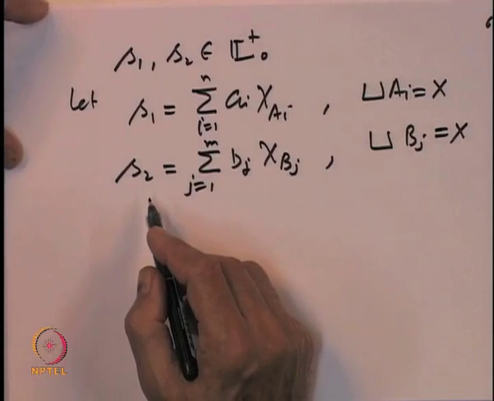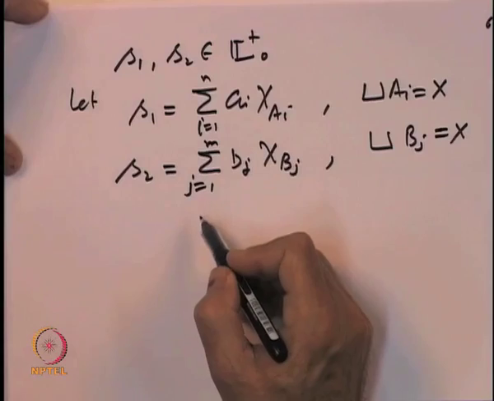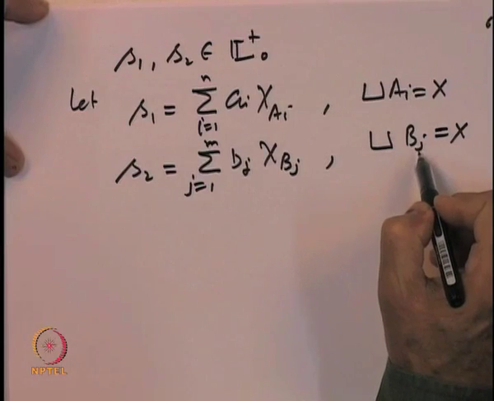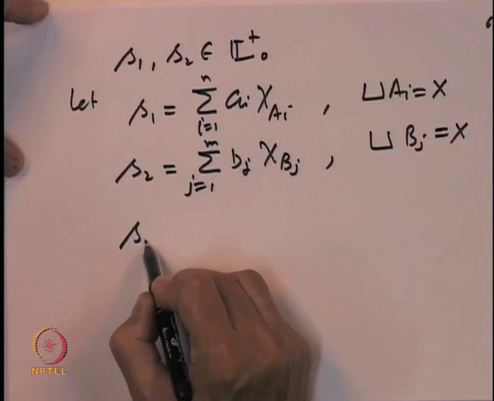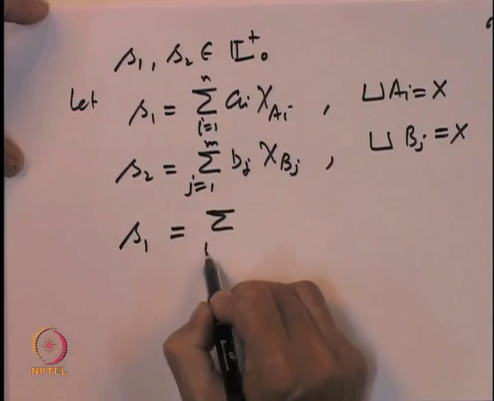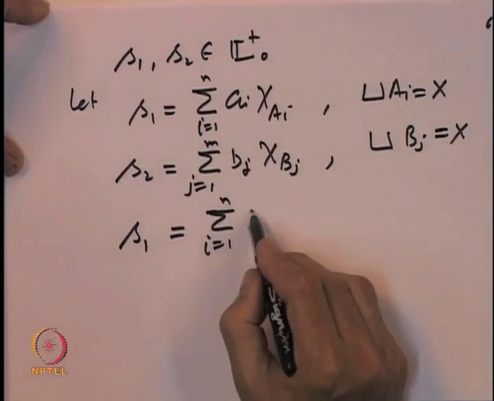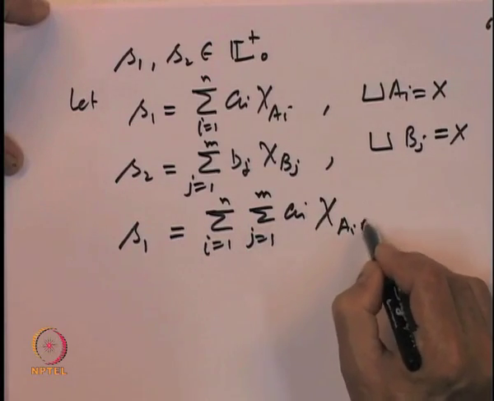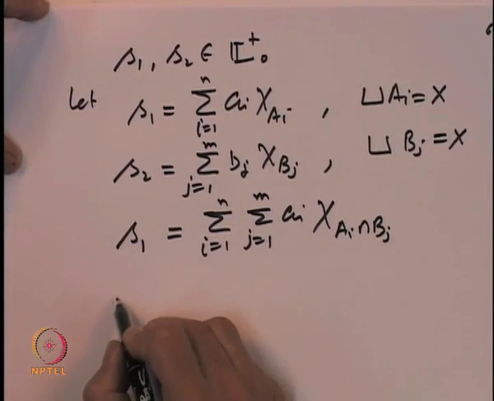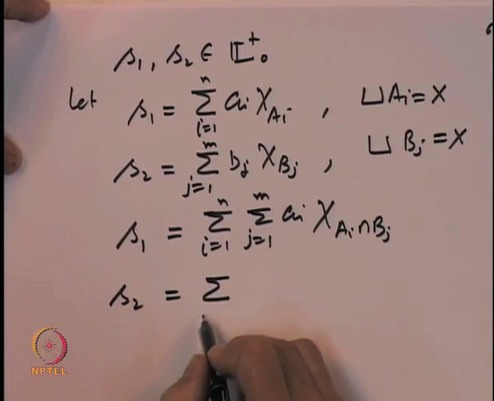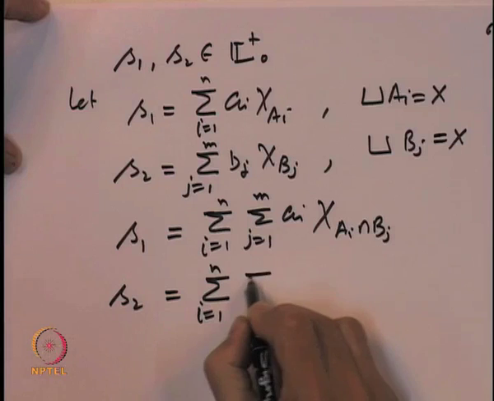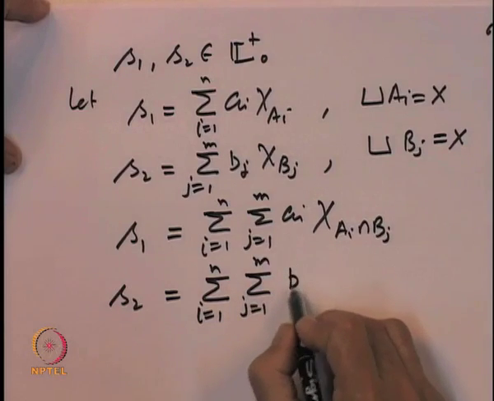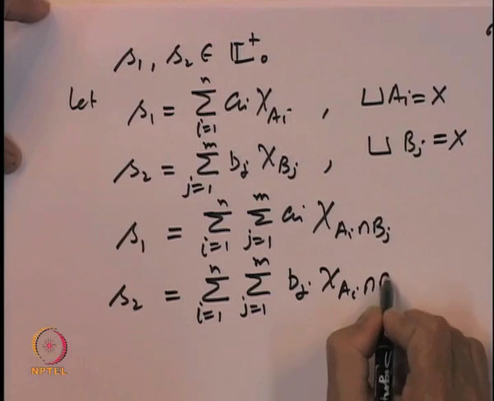So, if you recall, we had said that we can bring both S 1 and S 2 to a common partition, and what is that common partition? A I intersection B j. So, what we are saying is you can write S 1 as sigma I equal to 1 to n, sigma j equal to 1 to m A I chi of A I intersection B j, and similarly S 2 can be written as sigma I equal to 1 to n sigma j equal to 1 to m of B j chi of A I intersection B j.